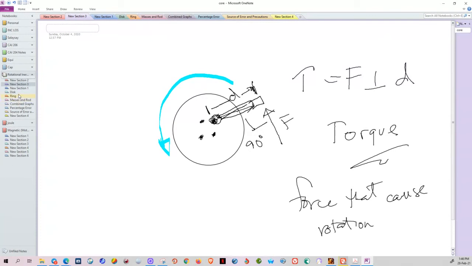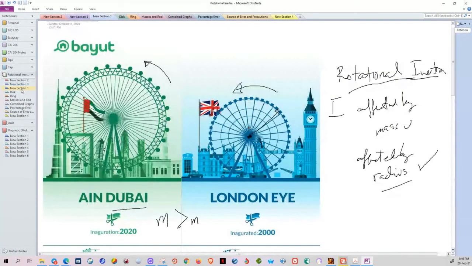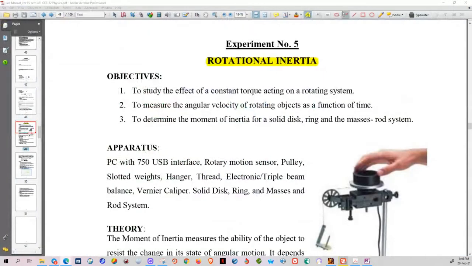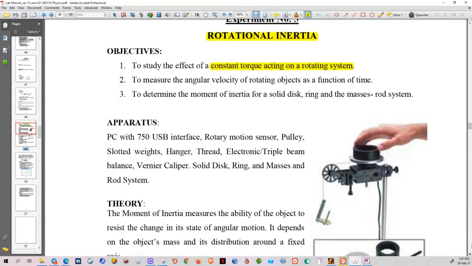Now let's continue. What happens in our experiment today? Today, we are going to study the effect of a constant torque when we apply it on a rotating system. In our setup, in the lab, our torque will come from this. That's a hanging mass, okay? So the constant torque will come from the hanging mass.